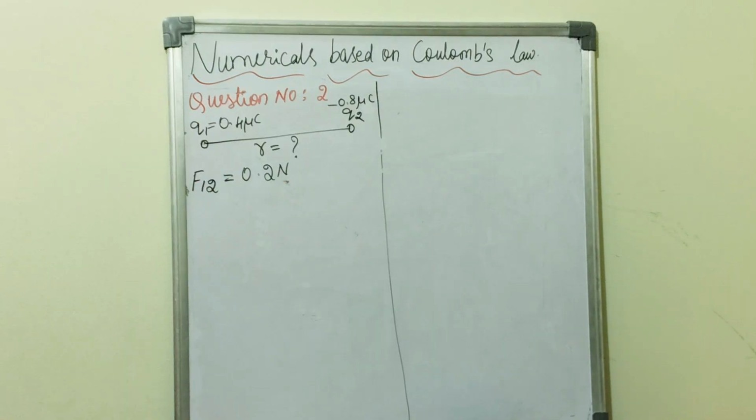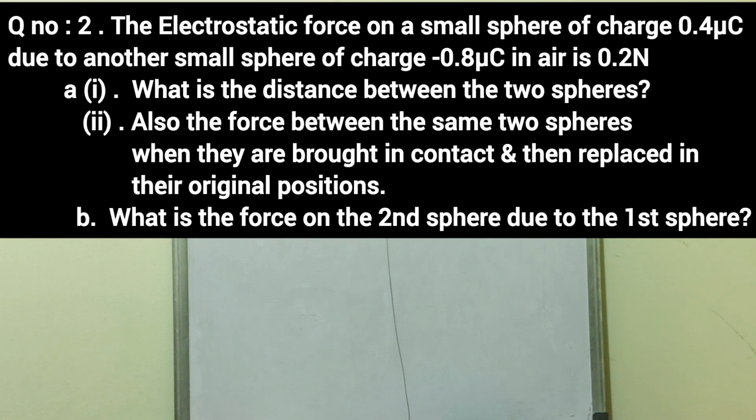Let's note down the second question. The electrostatic force on a small sphere of charge 0.4 microcoulomb due to another small sphere of charge minus 0.8 microcoulomb in air is 0.2 Newton. Right? Electrostatic force between two charges is 0.2 Newton.